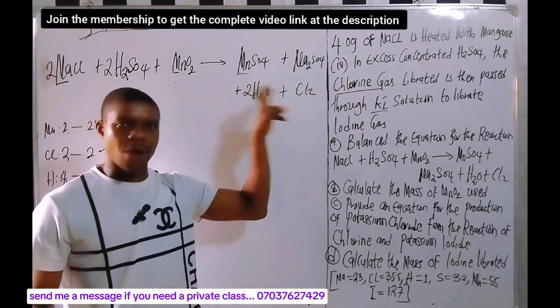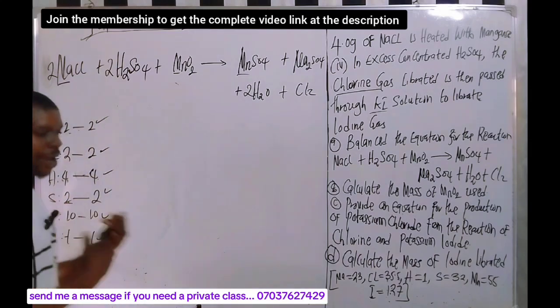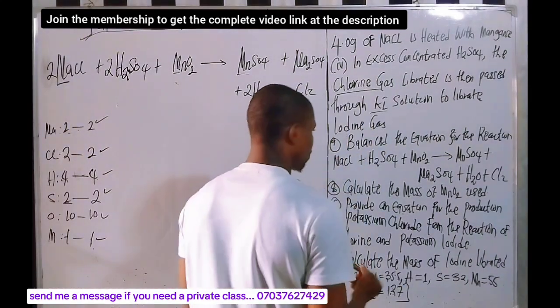You should balance the chemical equation. That's what you want to do: balance the chemical equation. So once you have balanced the chemical equation, then you are done with the first one.